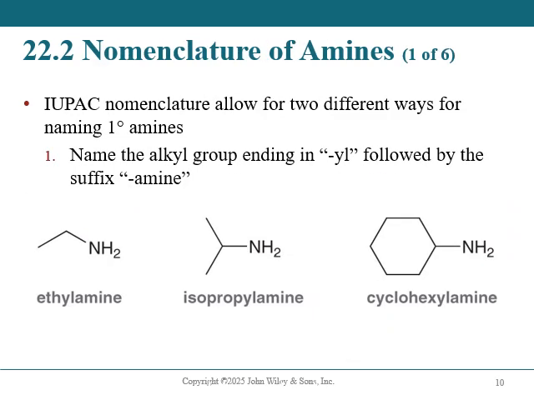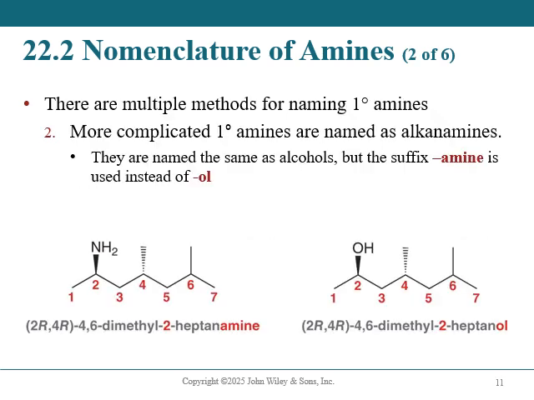Now let's talk a little bit about nomenclature of amines. IUPAC nomenclature allows for two different ways of naming primary amines. First, we name the alkyl group ending with YL, followed by the suffix amine. So we have an ethane, two carbon atoms, so ethyl, and then amine. We have an isopropane derived group, isopropyl, and then amine. Cyclohexylamine. So that's the first way in which we can name amines, very common.